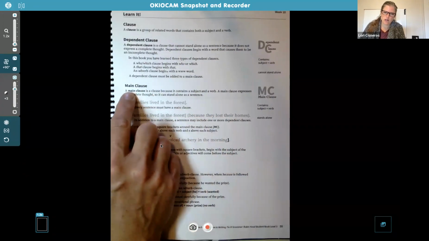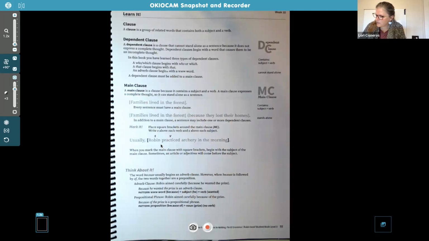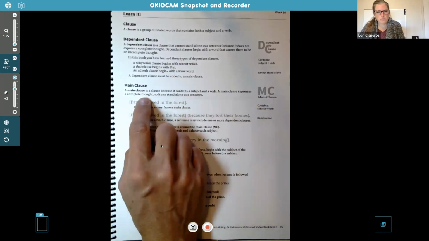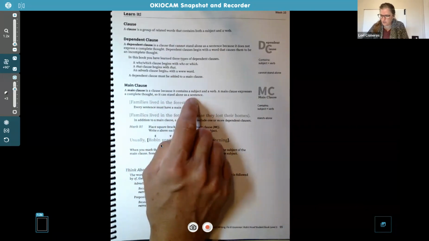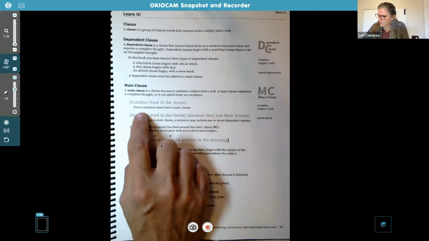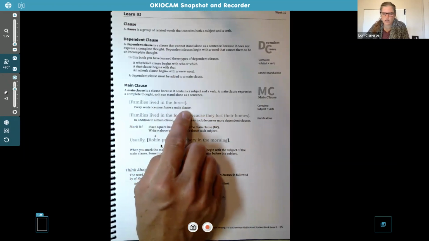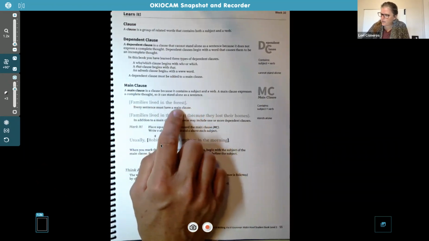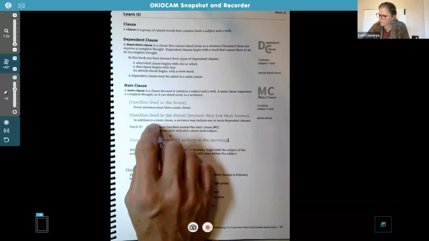And here's the main clause rule. A main clause is a clause because it contains a subject and a verb. A main clause expresses a complete thought, so it can stand alone as a sentence. That makes sense. Here we have some examples. Families lived in the forest. Every sentence must have a main clause. So there you go, and they marked it with the brackets there. It has the subject and the verb. The subject is families and lived is the verb.